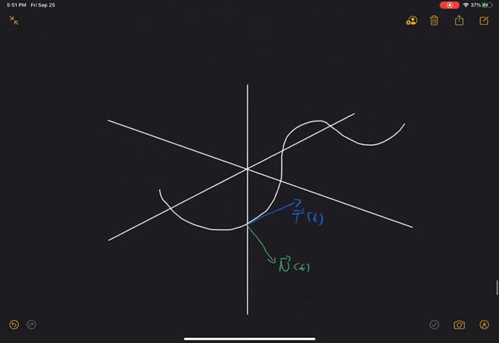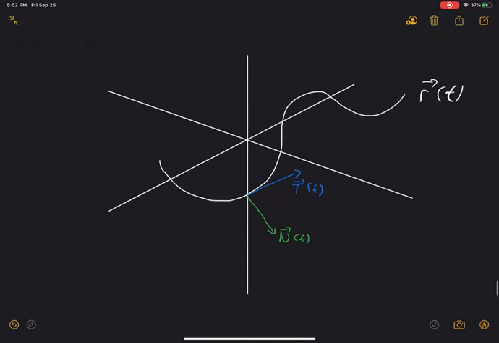Okay. So let's say this white curve is my r of t. I can find that unit tangent vector, capital T of t, right? It's got length 1. This always has length 1.